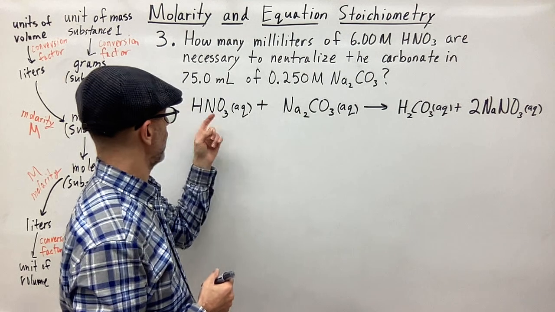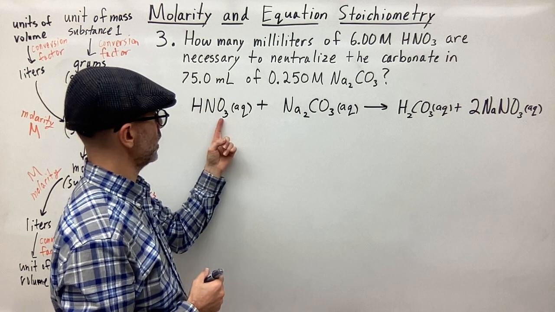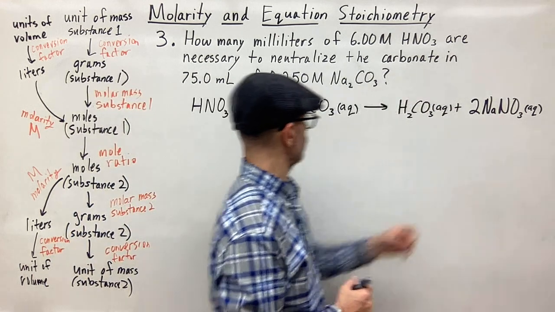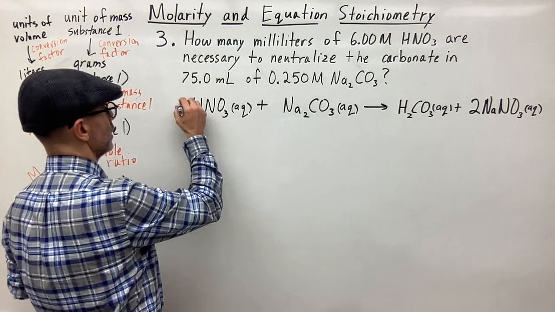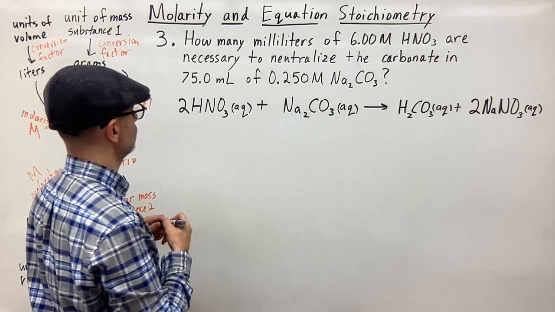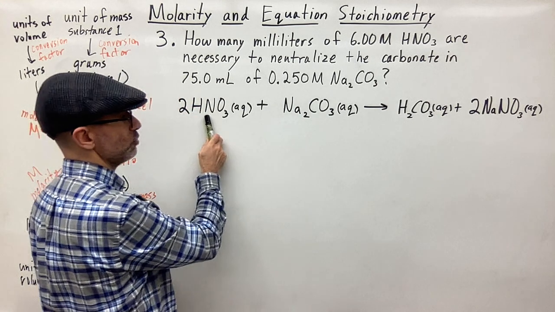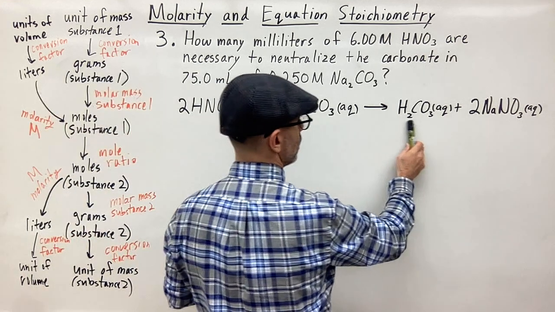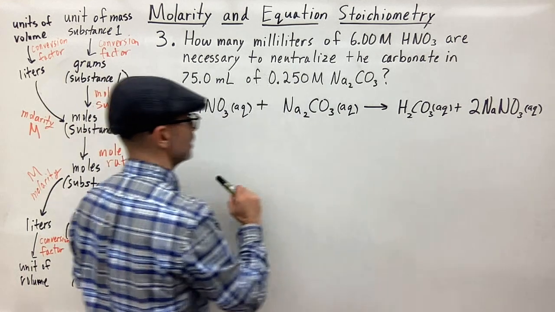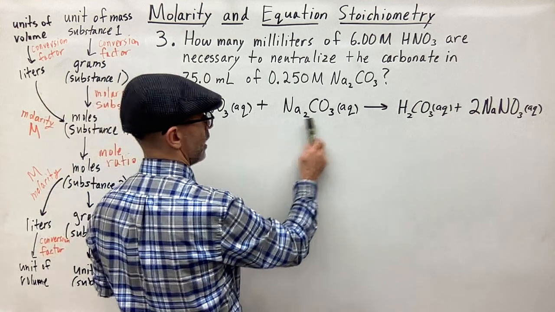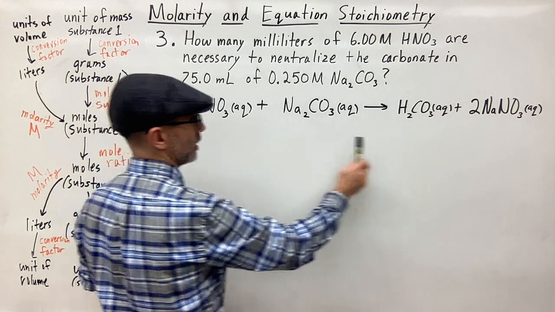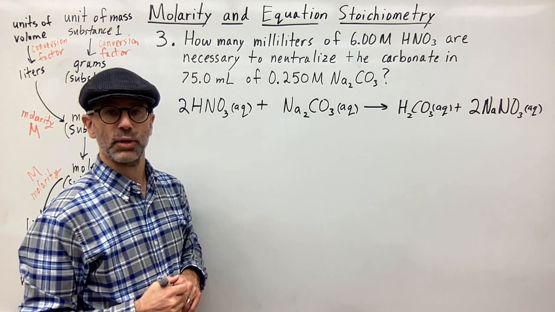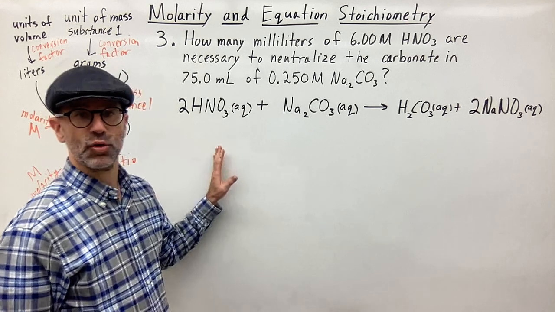And then I have NO3. I have 1 NO3 here and 2 NO3s there, so I'm going to need a 2 there. Now I have 2 NO3s and 2 NO3s. I have 2 H's here, and that balances the 2 H's there. And then I have the 1 carbonate there and the 1 carbonate there. So this is balanced. Now I have my balanced equation, so now I can do the stoichiometry.